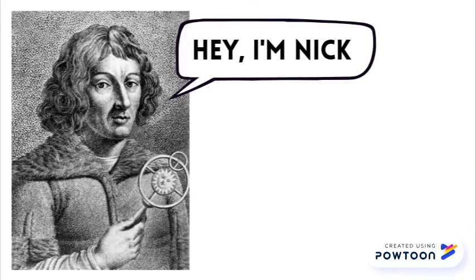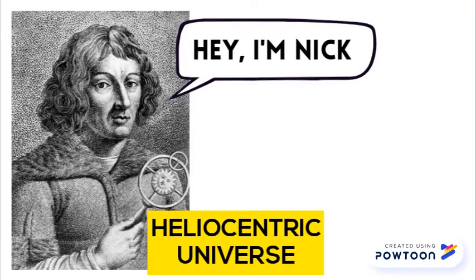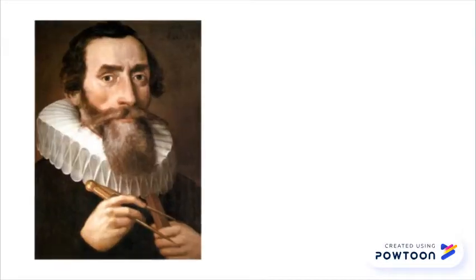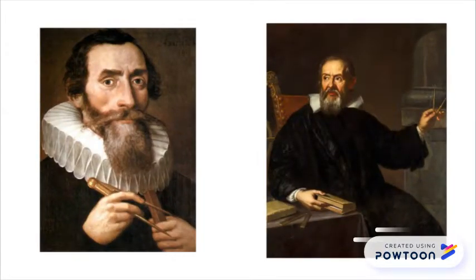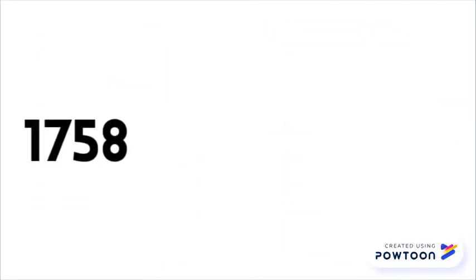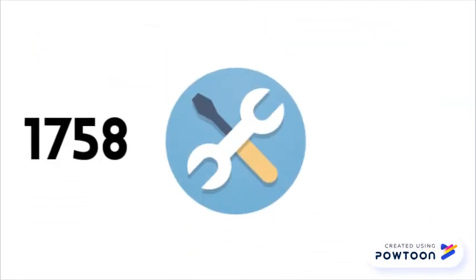In the 16th century, Nicholas Copernicus proposed a heliocentric universe where the Sun is at the center of the universe and the Earth moved around it. He also stated that the Moon revolved around the Earth. A century later, Johannes Kepler and Galileo Galilei supported Copernicus's theory with their own works. Despite this, the heliocentric model only caught on around 1758, and with a few adjustments, that's pretty much what we have today.